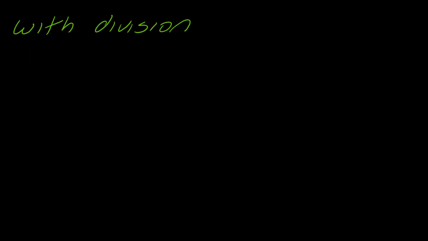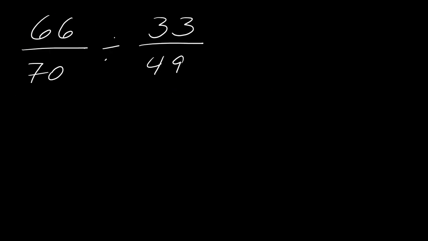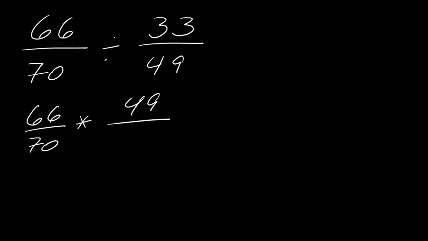Now, with division, there's one thing that I want to say. You need to flip the second fraction before you simplify. So what I mean is if I have this situation here, 66 over 70 divided by 33 over 49. So you can't simplify yet. To start this, the first thing that you need to do is you need to flip that second fraction. So I'm going to rewrite this as 49 now over 33. And now you can simplify however you see fit.